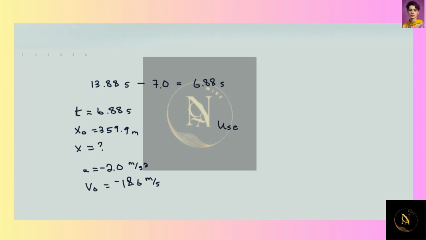And so we're going to use x is equal to x naught plus v naught t plus 1/2 a t squared. We know t, we know a, we know v naught, and we know x naught. And so this is just a calculator plug and chug. And when we do that, we get x is 184.6 meters, which is the final answer to part B.